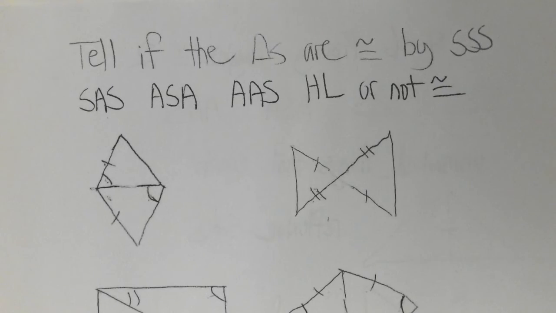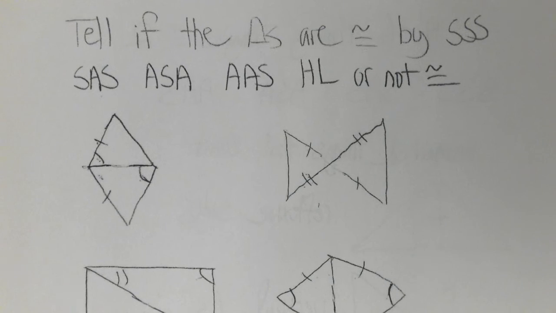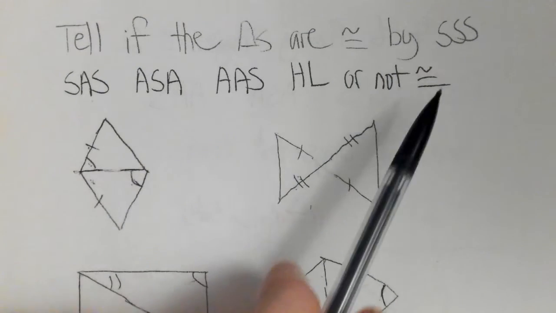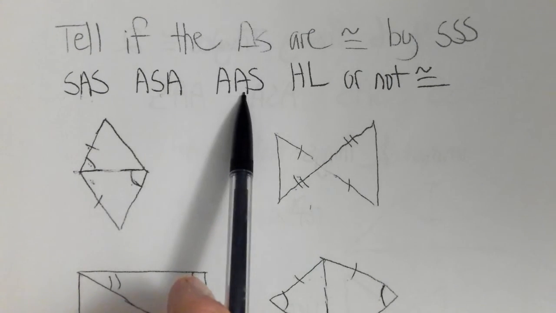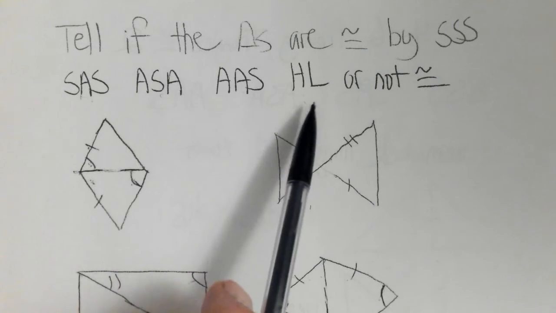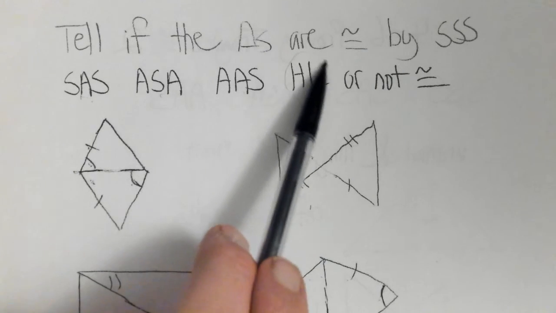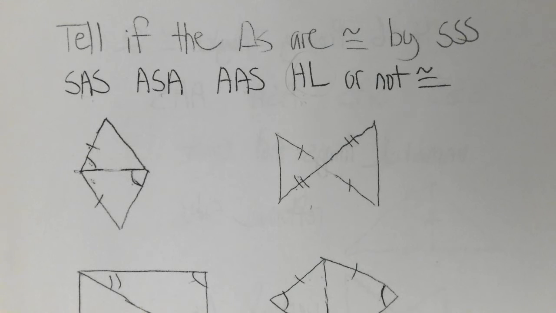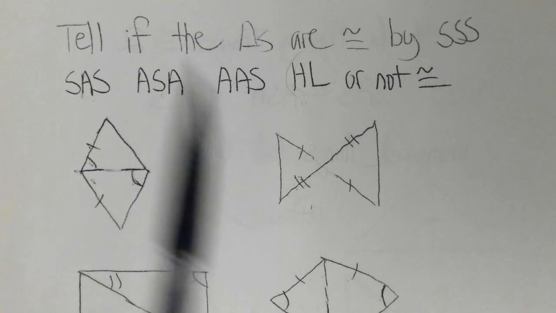Alright, so again, just like in the last section, we were looking at different problems, except now, in addition to the 4 that we looked at last time, we have one more to add to it. Now the only time you will use this, of course, is if you've got two right triangles. If you don't have right triangles, then it's not going to be hypotenuse leg.